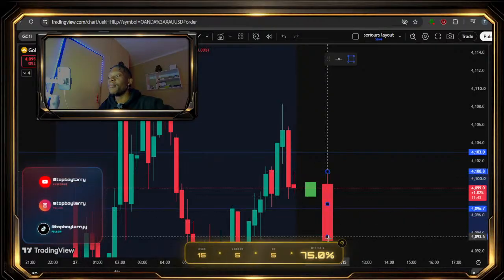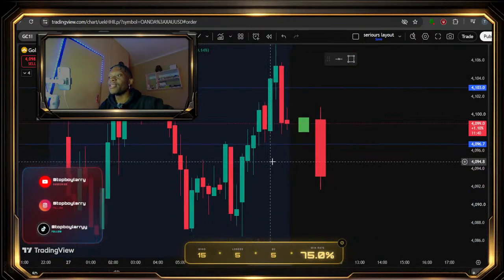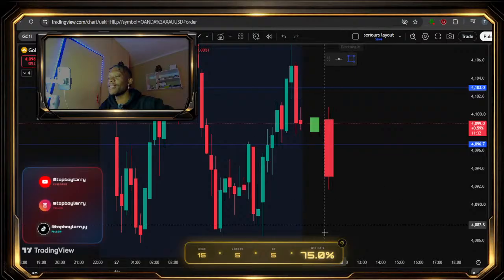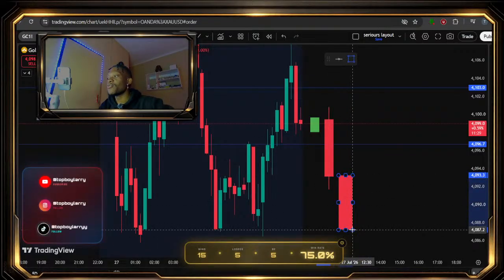give me a good push, right? So these are the two types of closures I'm looking for. Once we get these two closures, then only then on the next candlestick I might just be interested in taking the sell and riding the wave all the way to 40.87 here.